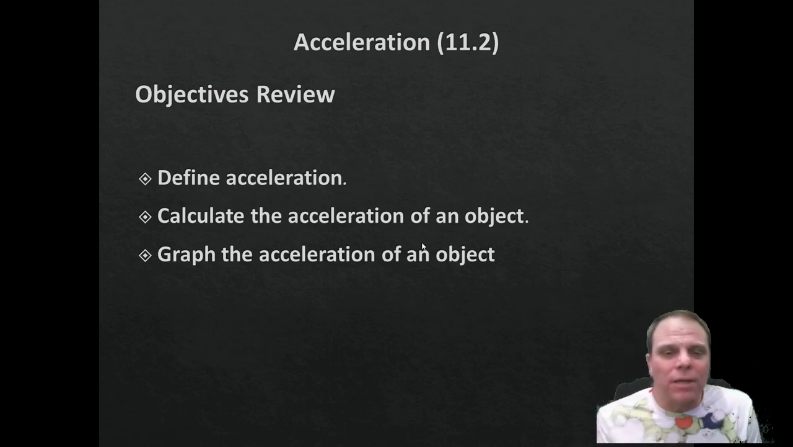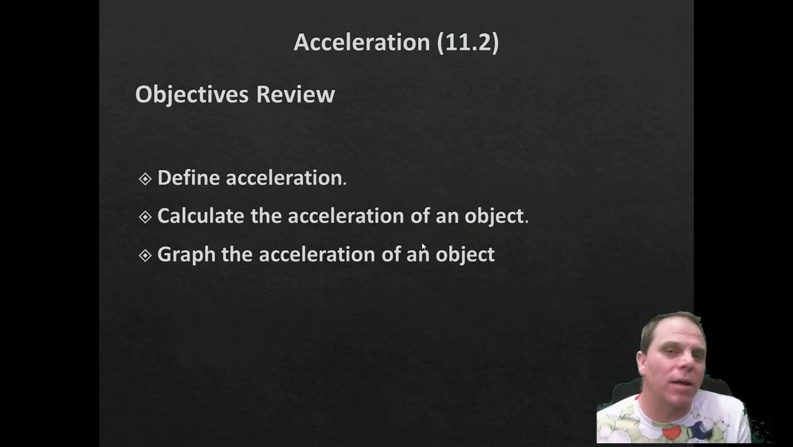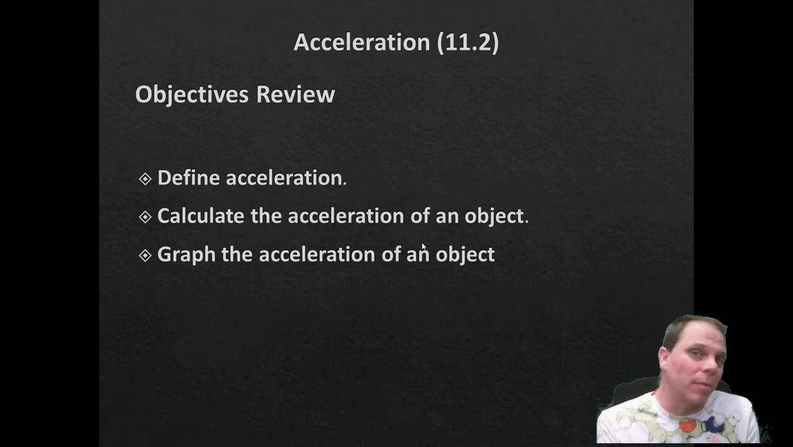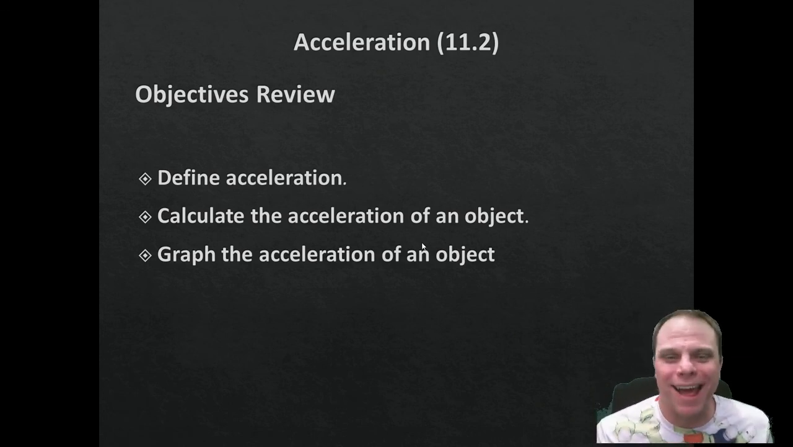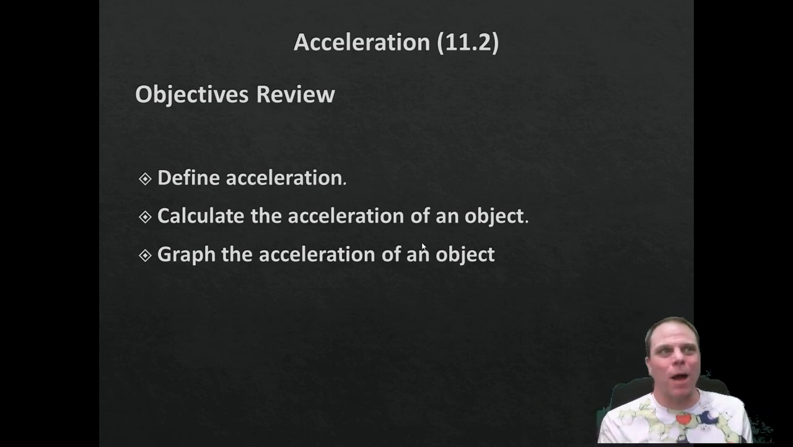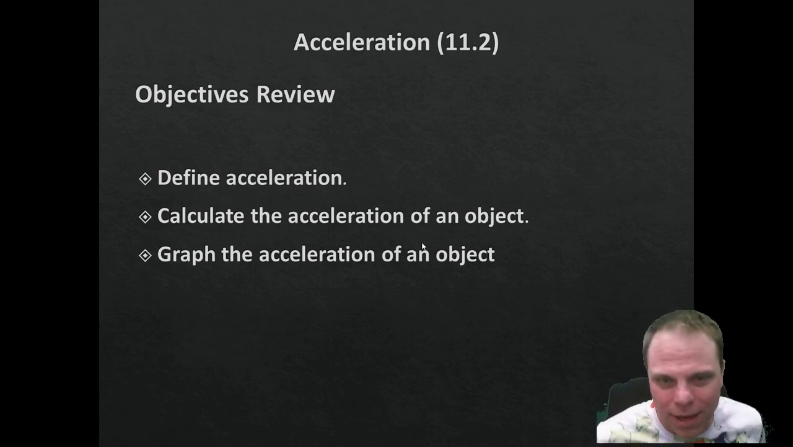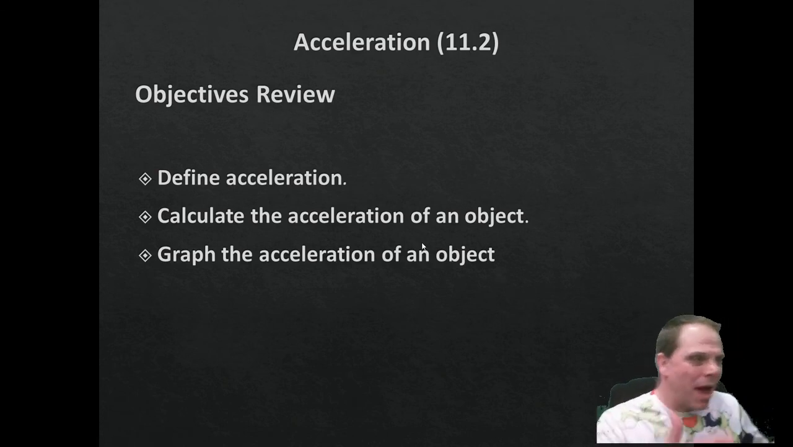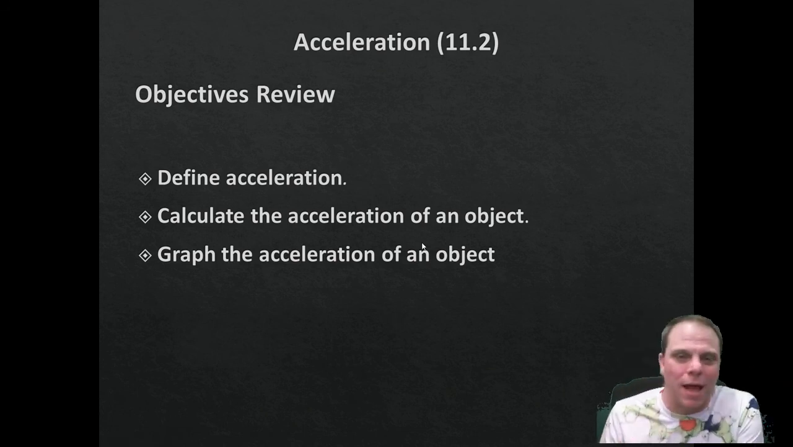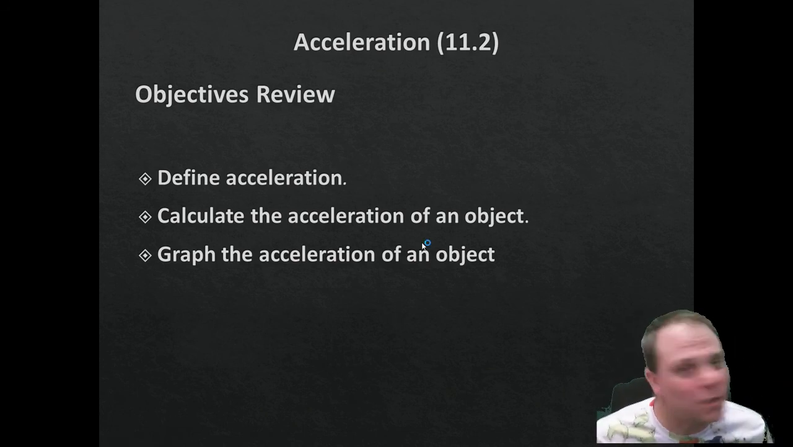Acceleration. We defined acceleration. We calculated the acceleration of an object using the formula a equals vf minus vi divided by t. And then we graphed the acceleration of an object. We got to see how that object works in real life on a graph, how the math turns into the graph, and the graph is real life, and it's just so much fun to see. And that's why I love science.